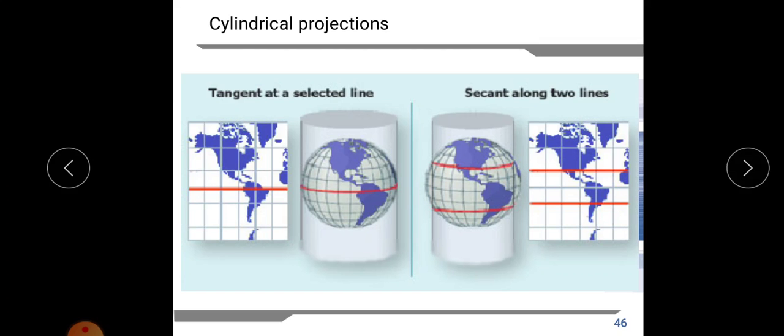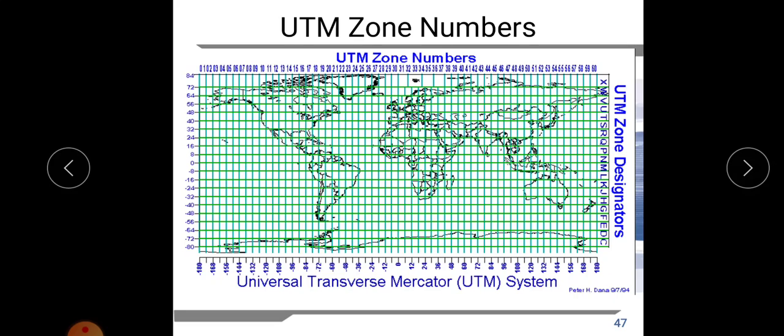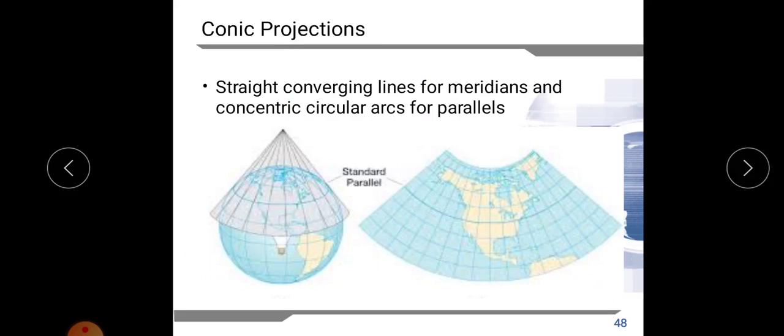these are some of the cylindrical projections. So here the tangent is at a selected line, it is passing through one line, and here the secant is along two lines, it is touching two lines. This is a UTM projection that we have explained earlier.